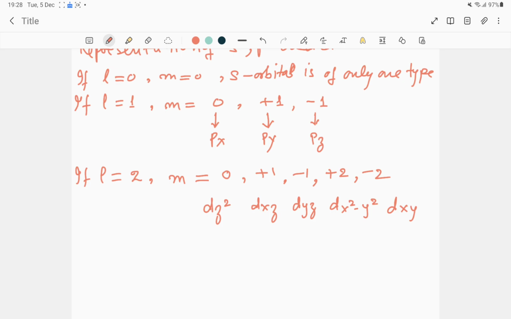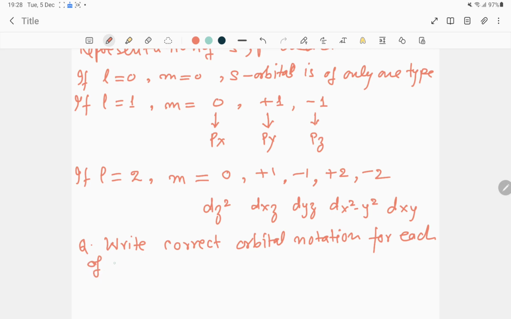Now there are a few questions. Question number 1. Write the correct orbital notation for each of the following sets of quantum numbers.